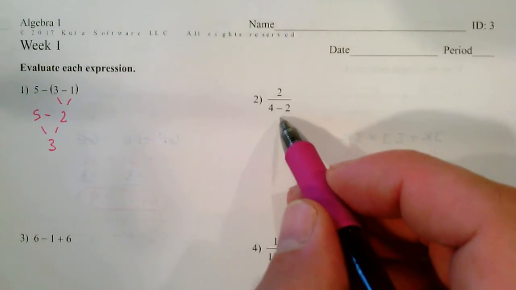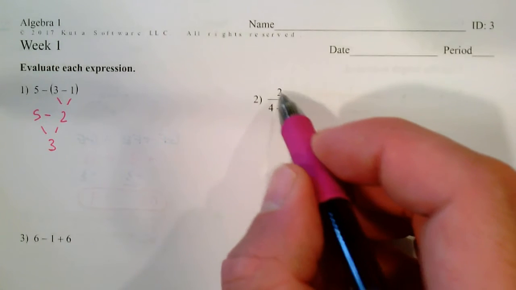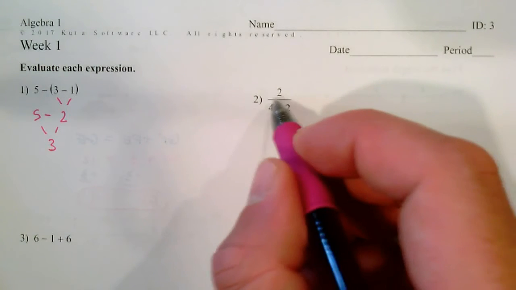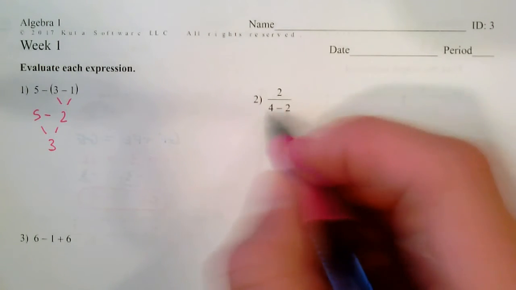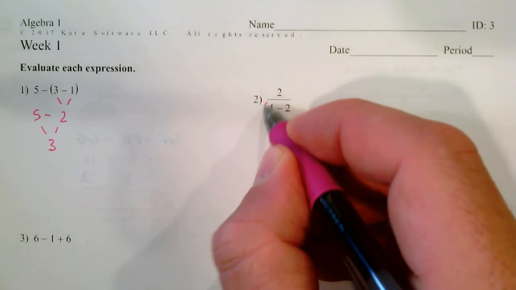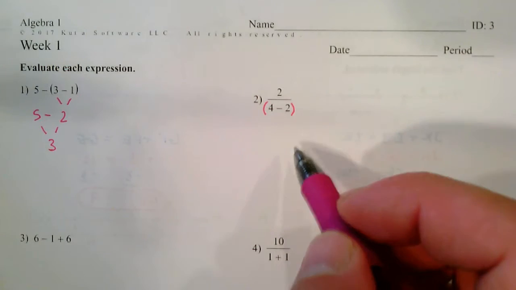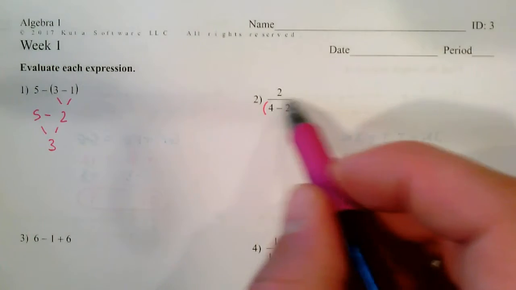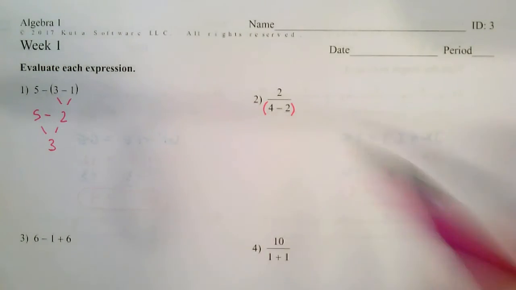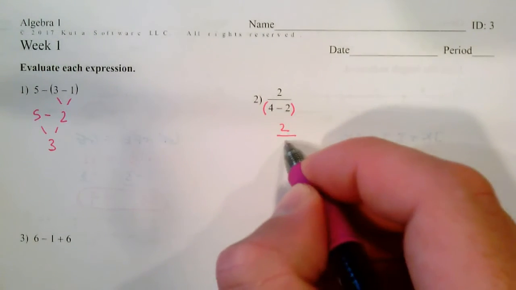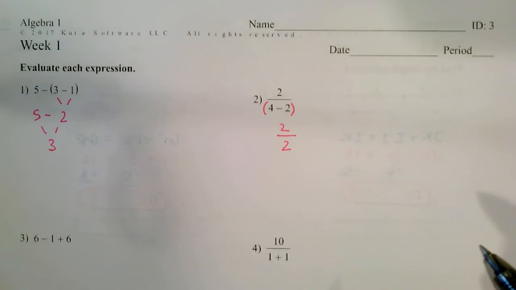Next door here, we've got a division problem, 2 divided by. But remember, if we're dividing something like this, and if there's more than one thing in the numerator or more than one thing in the denominator, we often want to think of it as though there are parentheses here. So we need to do the parentheses first, then the division. That's what this bar means. It means division. 2 divided by whatever 4 minus 2 is. So we have to do that first. 4 minus 2 is just 2. And 2 divided by 2, that's just 1. I'm going to leave the other 2 up to you.